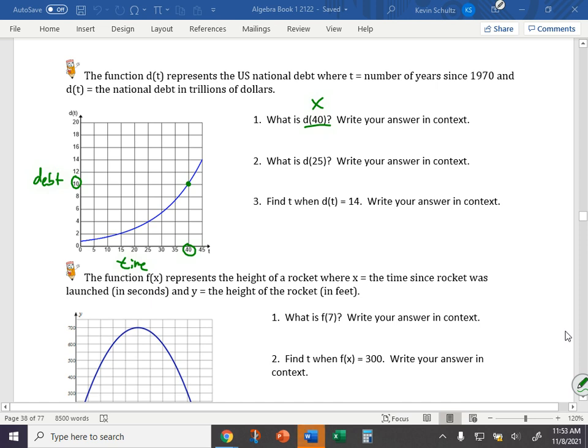So it says, write your answer in context. What year are we talking about here in d of 40? It says t is the number of years since 1970. What year are we talking about if our t value, if our x value is 40?